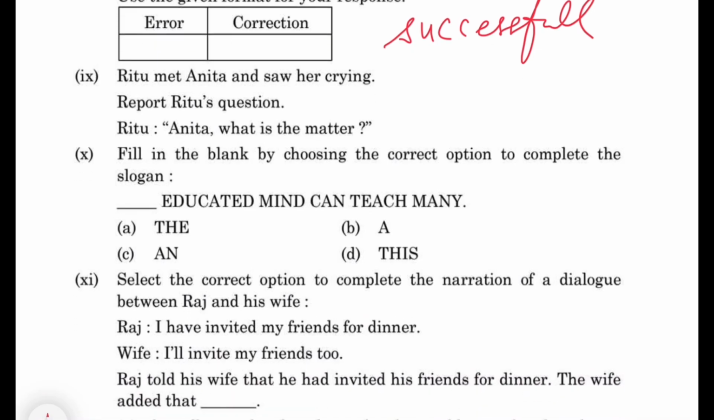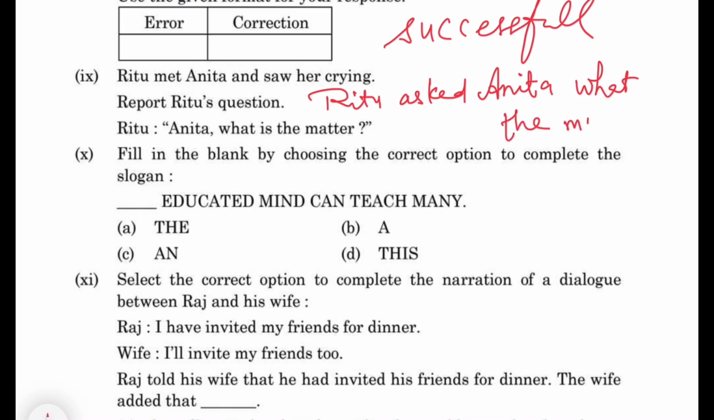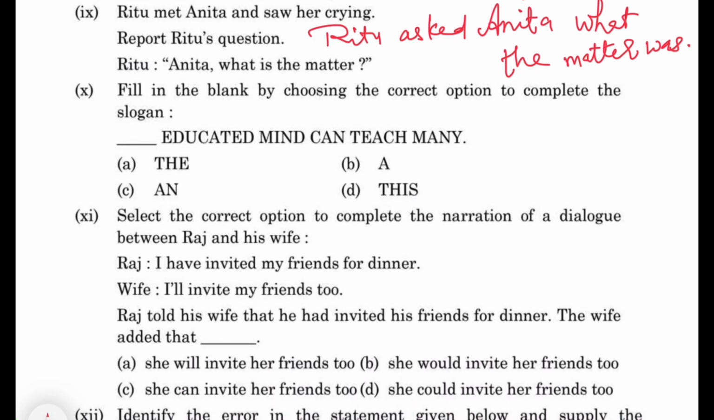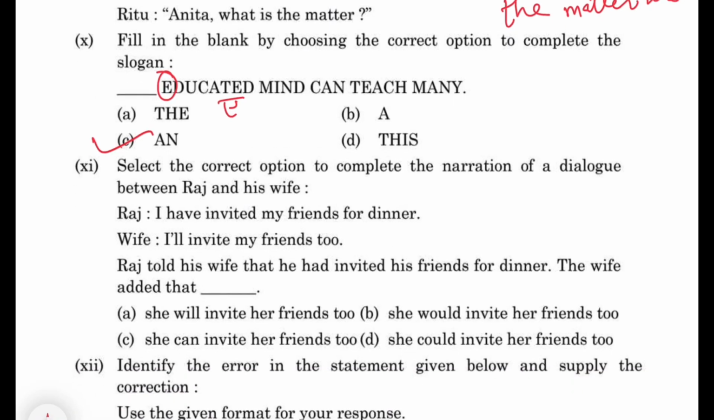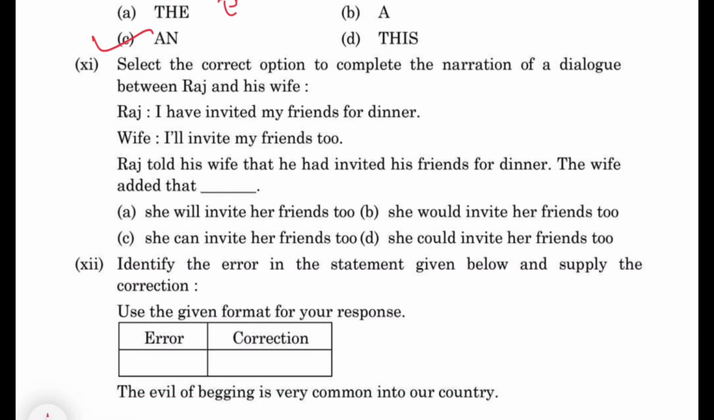Behind every successful film. Next is: Ritu, Anita, what is the matter? Report Ritu's question. So Ritu asked Anita what the matter was. Very simple, very easy. Next: dash educated man can teach many. An educated, a vowel sound. So we are to choose a, an, or the. The answer will be an. Option C.